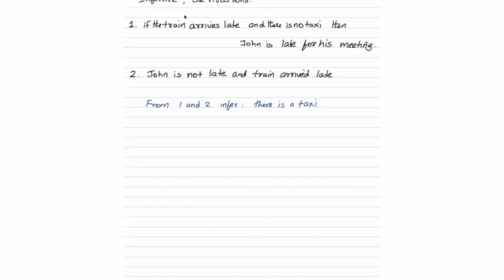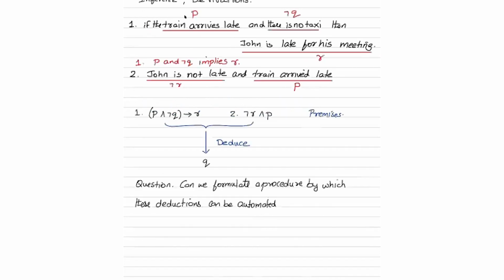If you do that, what you really get is an assertion in propositional logic, right? For instance, train arriving late, you can think of it as a proposition. It's either true or false. There is no taxi or there is a taxi, you can think of it as a proposition. It's either true or false. So let's say there is no taxi is not Q, right? John is late for the meeting. Again, it's a proposition, either true or false.